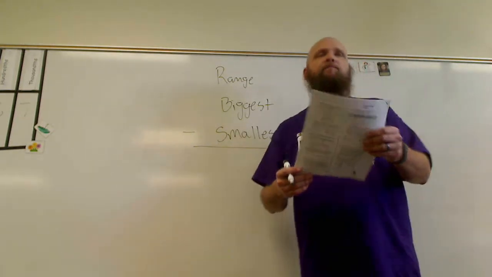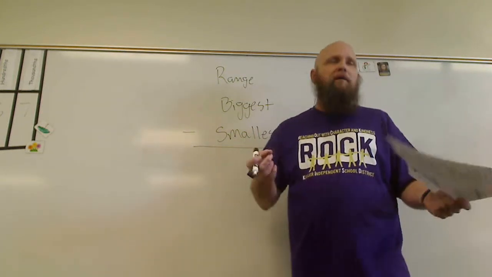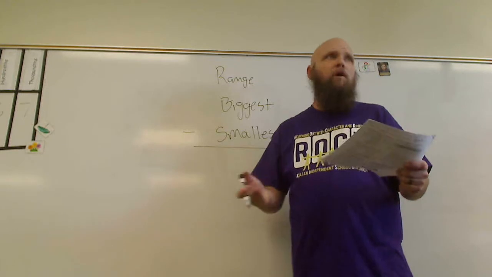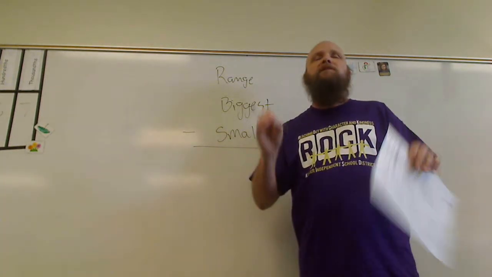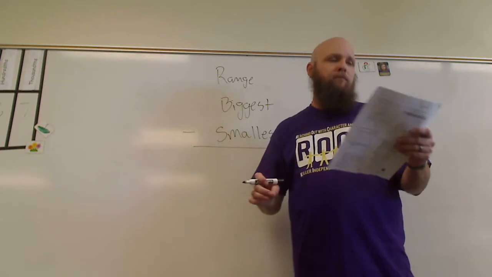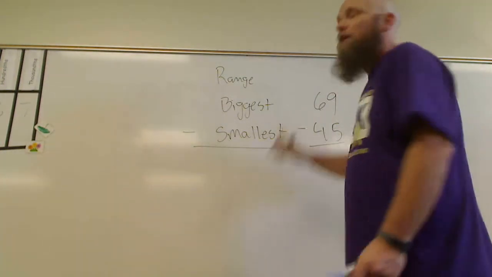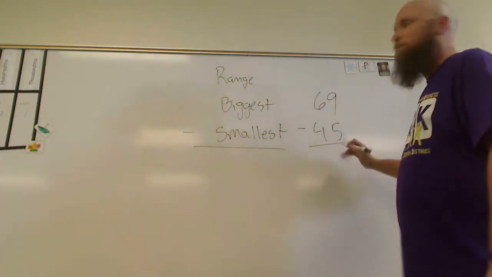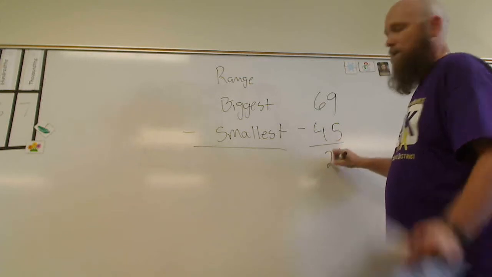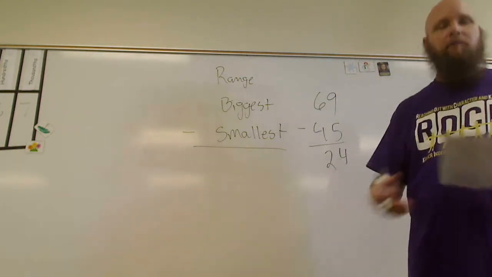And then we look at the smallest number. The smallest number is going to start with a what? A 4. Okay, because that's our smallest stem. And what is the smallest number that starts with a 4? Gershom? 45. So to find the range, you take the biggest number, you subtract the smallest number. 69 subtract 45. So you should have gotten A, 24.